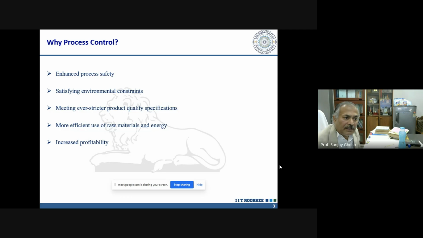Meeting stricter product quality. Product quality is another important point. Say you are producing tomato ketchup, but you have to deliver the same quality product all the time. Now one batch comes out with good quality, another batch comes out with bad quality, because you have no control. You do not know the temperature. For tomato ketchup you need heat treatment, and if you do not have temperature control, naturally it will be either overboiled or not boiled. So quality cannot be ensured unless the control is there.